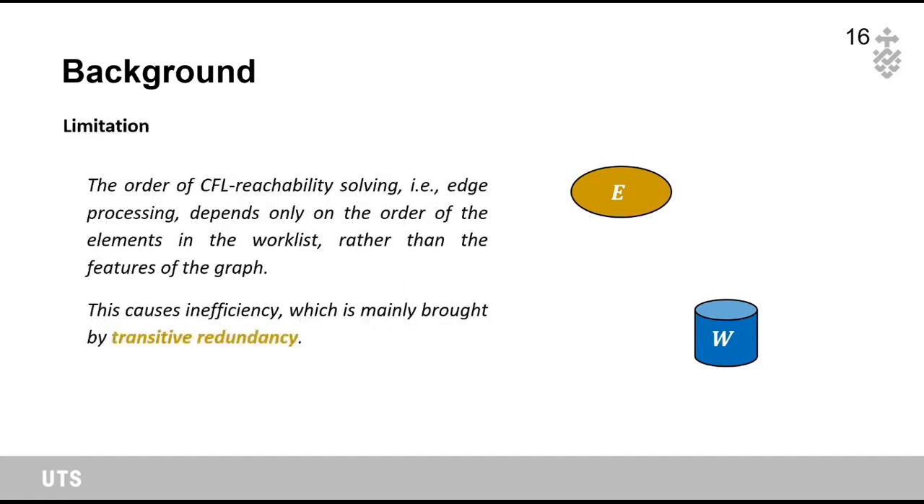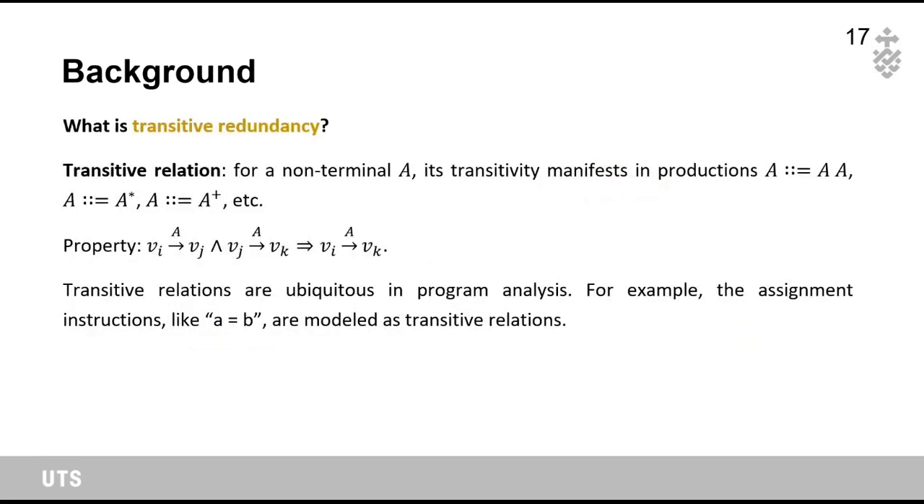The limitation is that the order of CFL-reachability solving, namely edge processing, depends only on the order of elements in the work list rather than the features of the graph. This causes inefficiency, which is mainly brought by transitive redundancy. So what is transitive redundancy? In CFL-reachability for a non-terminal A, its transitivity manifests in productions A equals AA, A equals A star, or A equals A plus, and so on.